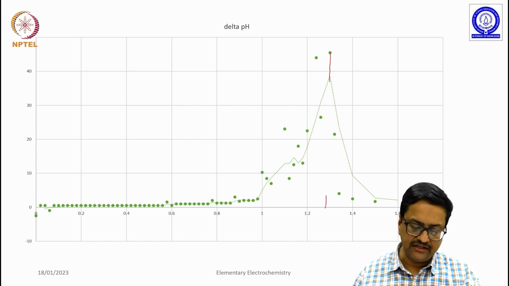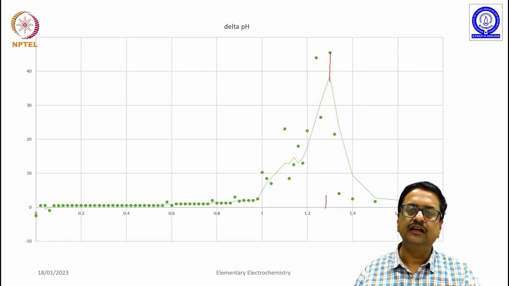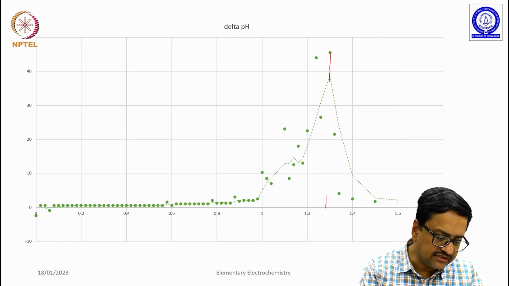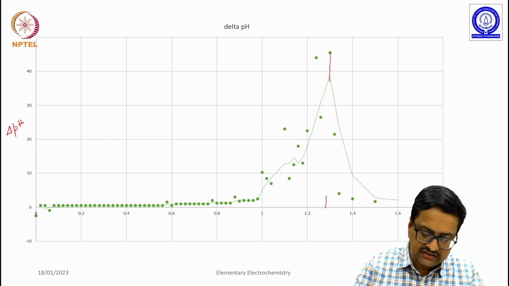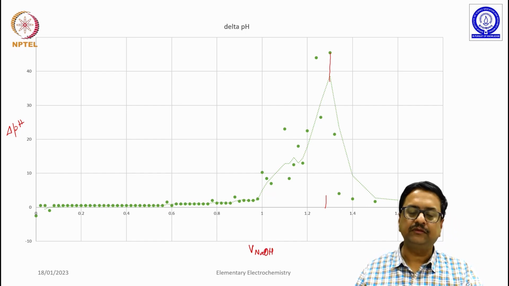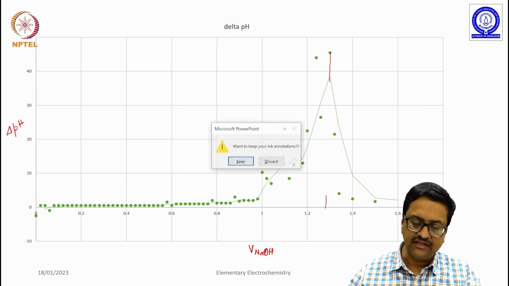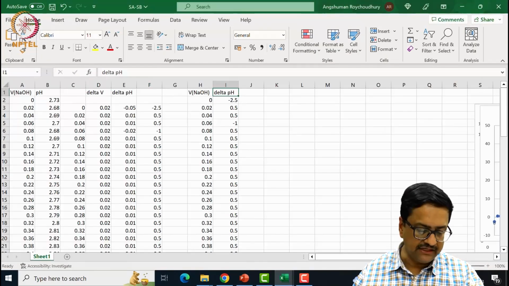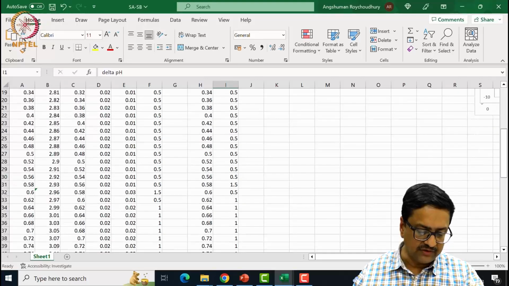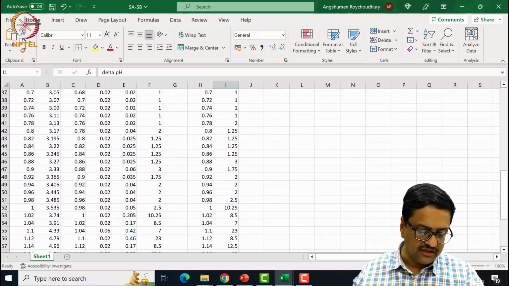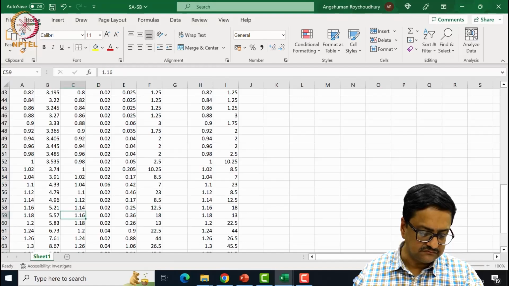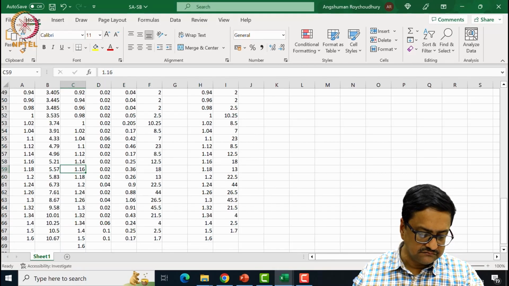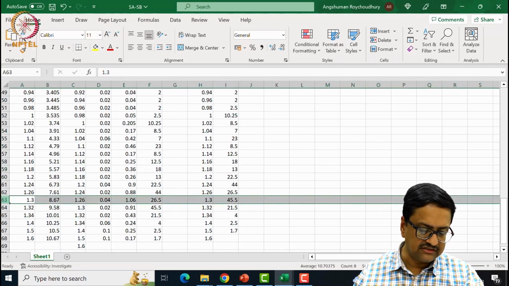So, that particular reading which we have identified is 0. Here it is delta pH versus V NaOH. That means the reading that we have seen in the Excel file with the maximum value of delta pH is your end point. This 1.3 is your end point, right?